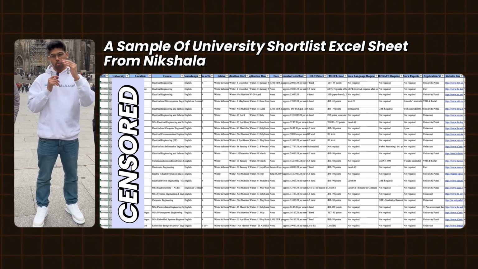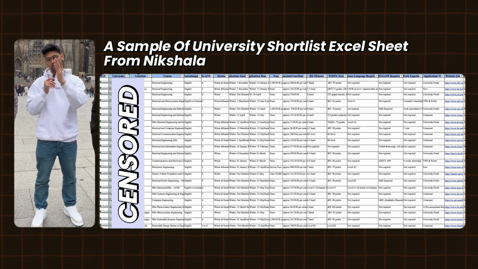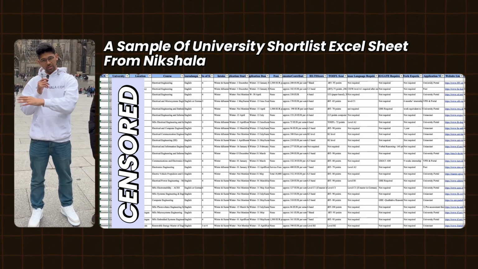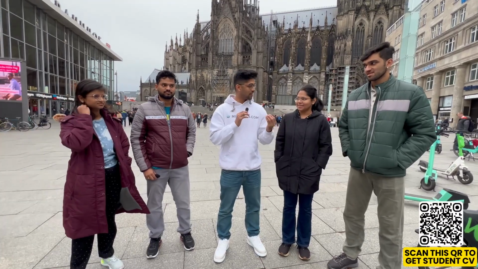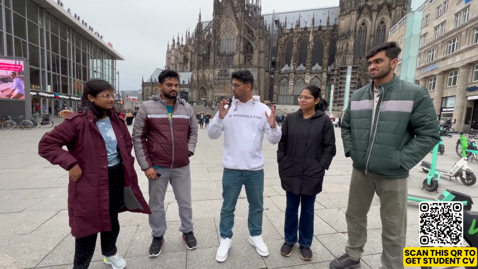Then I would check when the application opens, that will be a column. After that comes the deadline column. After that, what documents are required. After that, whether APS is needed or not. This is how I normally design the Excel sheet that gives you a complete overview of the universities, right?